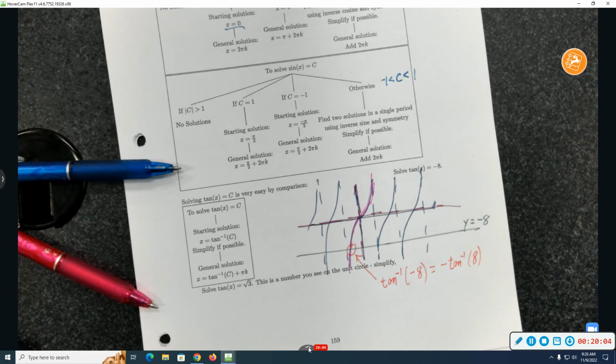Cool. So there's one solution. Is that the only solution that happens in one full period of tangent?